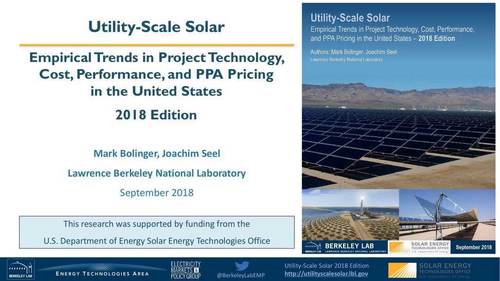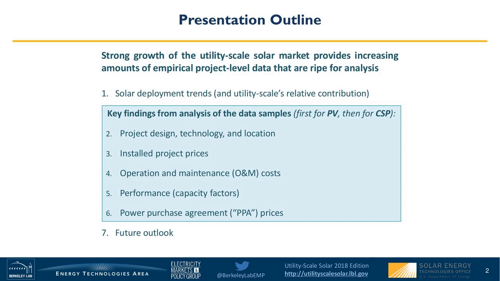So with that out of the way, the premise behind this annual report series is that the utility scale solar market in the U.S. has been growing rapidly, generating a large and increasing amount of empirical project level data that is ripe for analysis. So what Yo and I do every year is to gather up as much of that project level data as we can and then analyze it in a variety of different ways with the goal of identifying key trends in things like project design, technology specifications, geographic location of projects, installed project prices, O&M costs, capacity factors, and PPA prices, among other things.